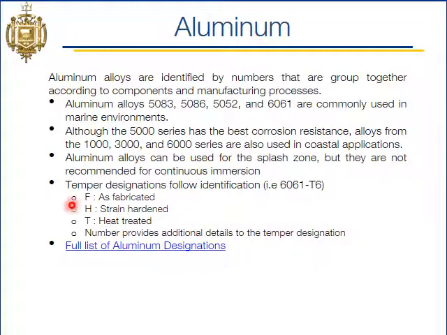There's also temper designations for our aluminum. So here's a couple of temper designations. F is as fabricated, so just a cast aluminum, or you could have strain hardened aluminum, which would have an H. Or let's say you have this T, or this 6061 T6 aluminum, that would be a heat treated aluminum. So this link here has all the designations for aluminum and what all the numbers mean.